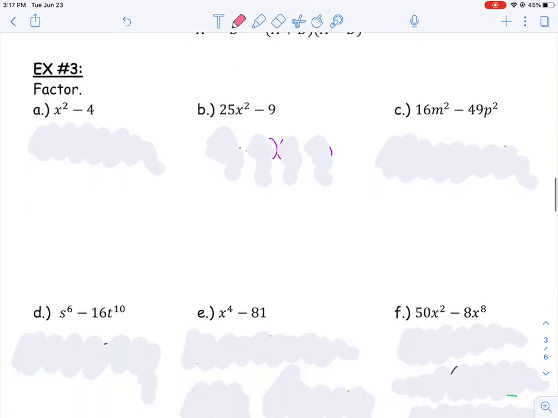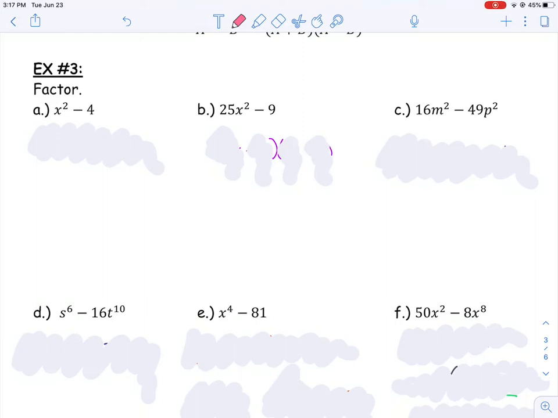Looking at example number 3, it asks us to factor. So we still have to make sure that we follow those 7 steps. Number 1, is it in order? Number 2, is there a GCF? And if you look, this one has 2 terms. So if there's 2 terms, we're either going to try to do a difference of squares or we're going to do cubes. So let's try difference of squares.